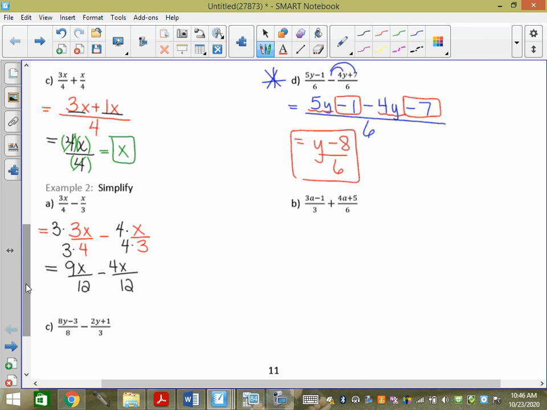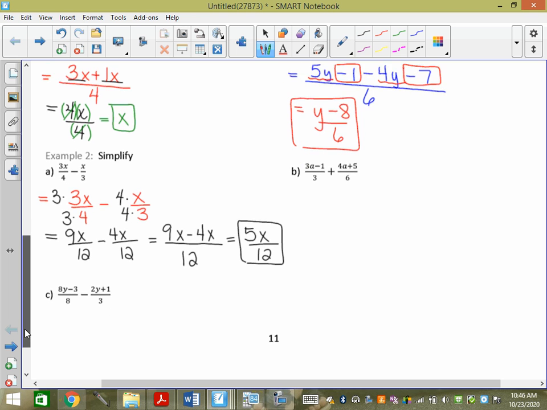So what's 9x minus 4x? We have to put that on the top, all over 12. And what's 9x minus 4x? 5x over 12. For b, what can you make them both be? 6. You just have to multiply the left side by 2. So you're going to try b and c.